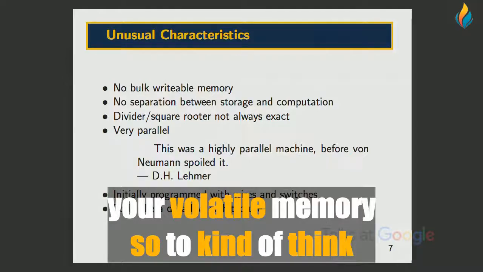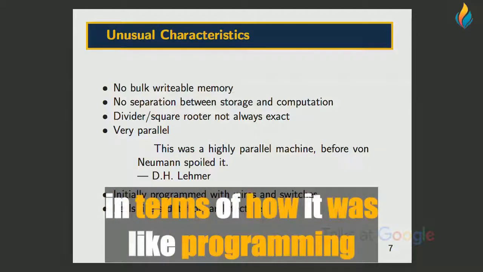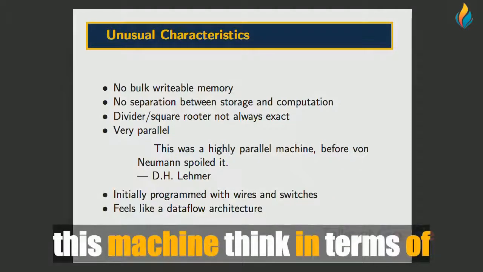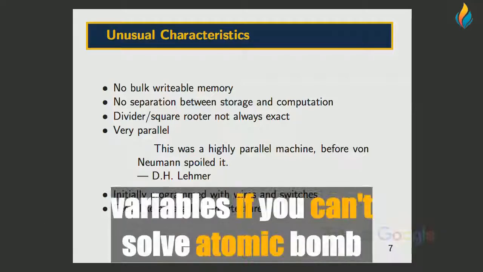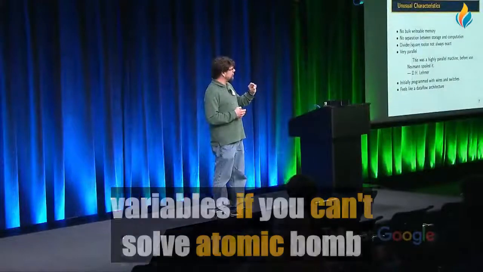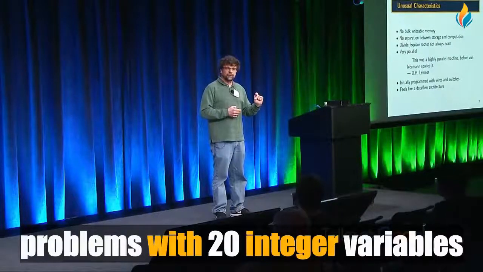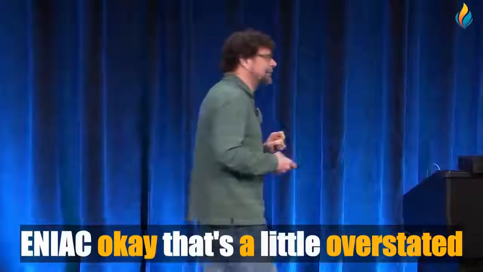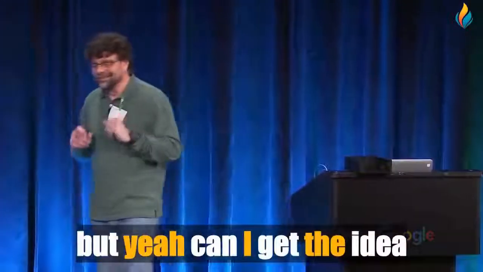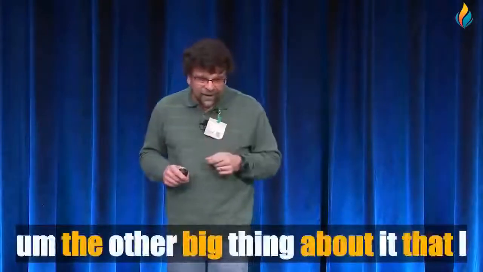So to kind of think in terms of how it was like programming this machine, think in terms of restricting yourself to 20 integer variables. If you can't solve atomic bomb problems with 20 integer variables, you're not good enough to program the ENIAC. Okay, that's a little overstated, but you know, kind of get the idea.